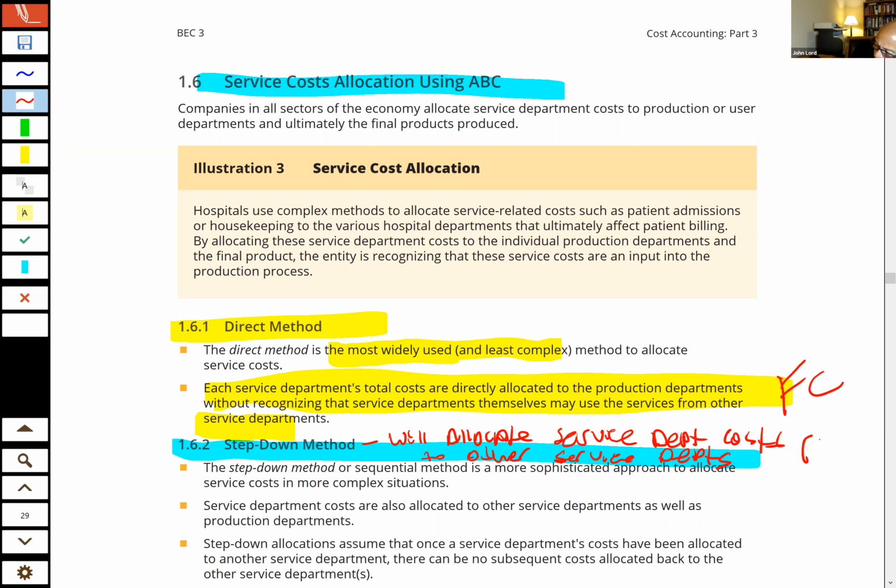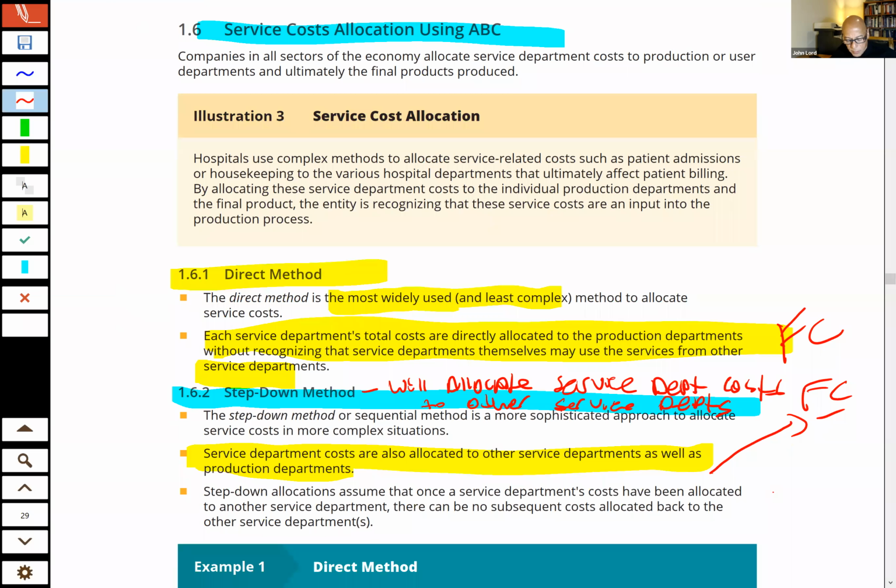And let's just flashcard that. I'm kind of rewriting the book here because when I read through what they're describing there, I couldn't understand what they were talking about. I guess it's here: service department costs are also allocated to other service departments as well as production departments. So maybe that says the same thing. I don't know, but that's what we're going to do in the step down method.